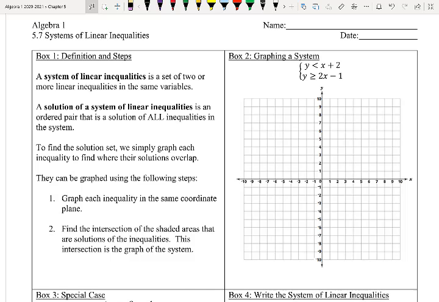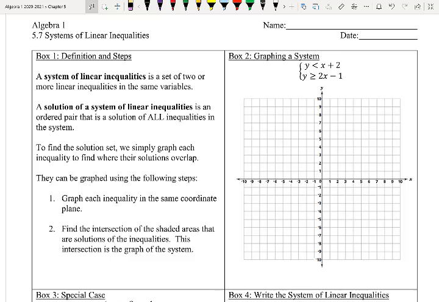Hey guys, today we are looking at 5.7, which is all about systems of linear inequalities. So yesterday, you know we went through 5.6, which is all about graphing two-variable inequalities, which are just linear inequalities. Today, obviously, we're looking at systems of linear inequalities, which, just like a system of equations, was a set of two equations that use the same variables. A system of linear inequalities is a set of two or more linear inequalities using those same variables.